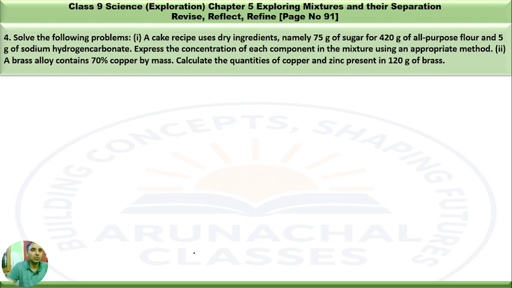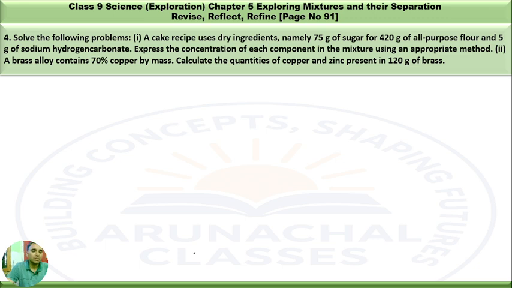Here we have question 4 given in page number 91 of chapter 5, exploring mixtures and their separations. The question is: solve the following problems. The first one, a cake recipe uses dry ingredients, namely 75 gram sugar, 420 gram of all purpose flour and 5 gram of sodium hydrogen carbonate. Express the concentration of each component in the mixture using appropriate method.